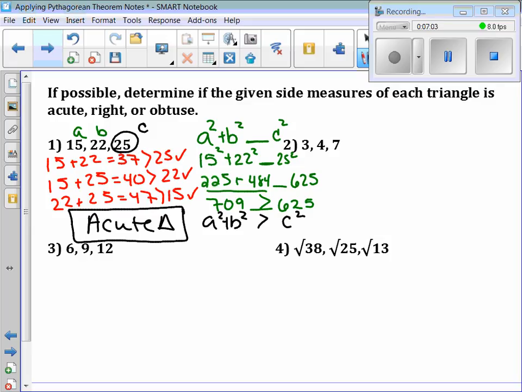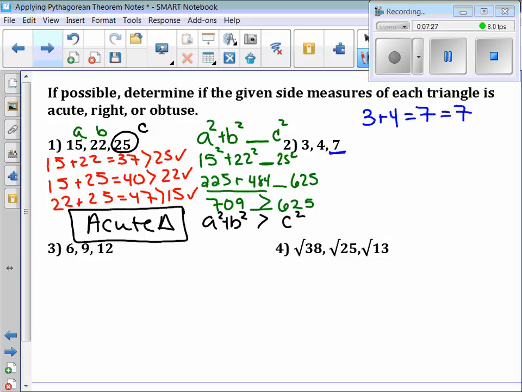Number 2, we have 3, 4, and 7 for our measures. First thing we need to do is identify if this is a triangle. So you're going back to your triangle inequality theorem. The sum of two sides must be greater than the third. Let's check it out. We have 3 plus 4. 3 plus 4 is 7, and our third side is 7.